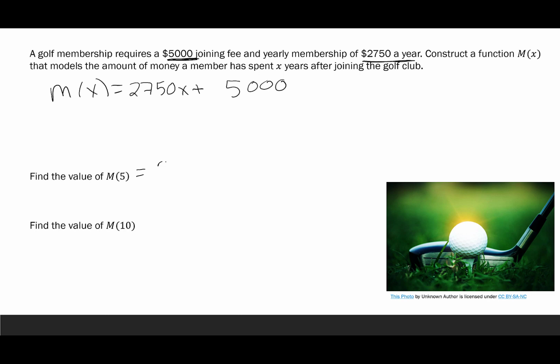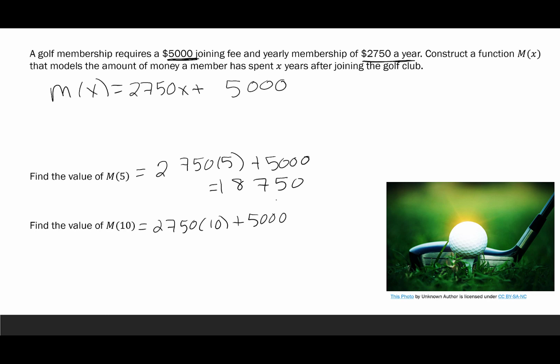So we say, okay, if we've been a member of this club for 5 years, then we paid $2,750 times 5 plus 5,000, which is $18,750. If we've been a member for 10 years, so we do $2,750 times 10 plus 5,000. Here, of course, I am assuming that the price stays the same. There's no increase in fees. That's probably very unlikely, but we're still going to use it, which says this is $32,500.